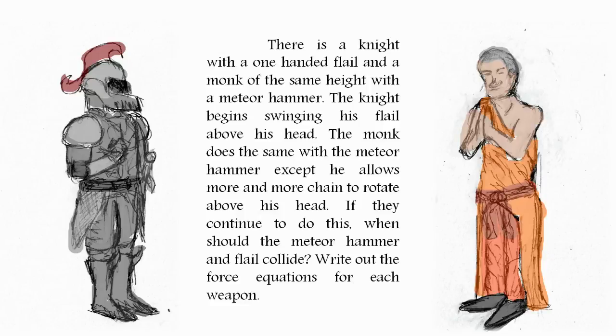So there's a knight with a one-handed flail and a monk of the same height with a meteor hammer. The knight begins swinging his flail above his head, and the monk does the same with the meteor hammer, except he allows more and more chain to rotate above his head. If they continue to do this, when should the meteor hammer collide with the flail? And also write out the force equations for each weapon.